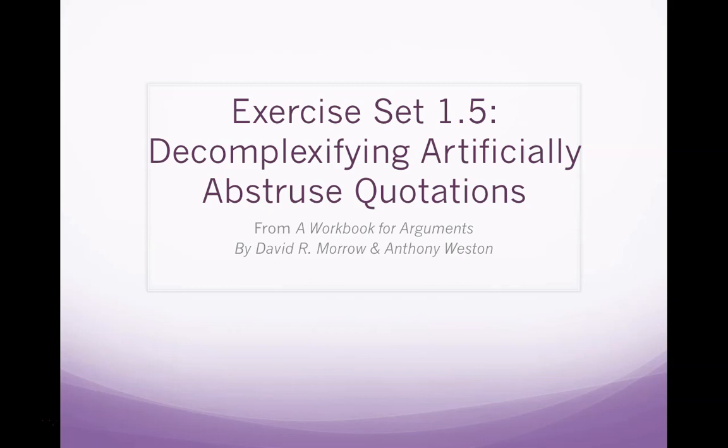Exercise set 1.5, Decomplexifying Artificially Abstruse Quotations, from a workbook for arguments by Morrow and Weston. So, I'm going to start here by ruining the joke. Obviously, the title of this exercise set is intended not to be serious. So, just so you recognize that up front.